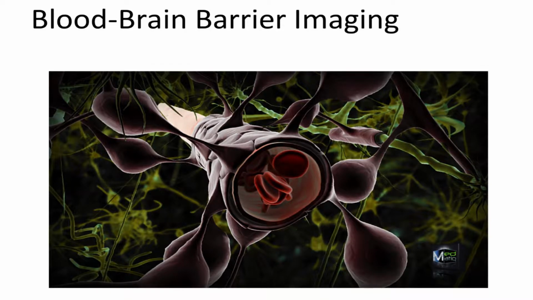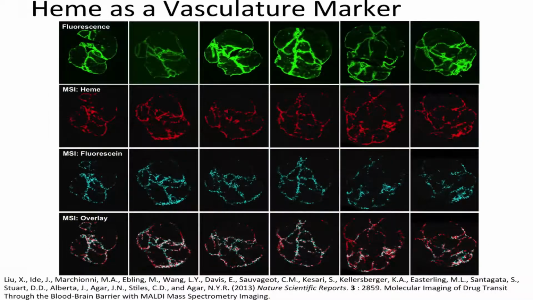So as Jen mentioned, our interest is in looking into the blood-brain barrier, and what we want to know is whether the drug is found within the lumen of a vessel, or is it able to reach the cells in the tumor parenchyma or infiltrated brain parenchyma. So to do that, what we've done is to use heme, which is a cofactor of hemoglobin found in red blood cells, as a marker of the vasculature.